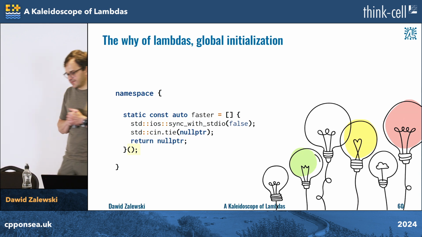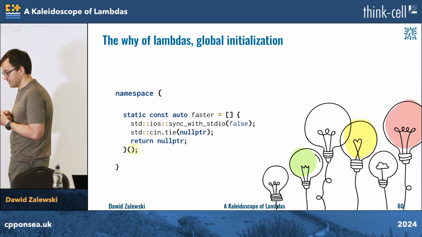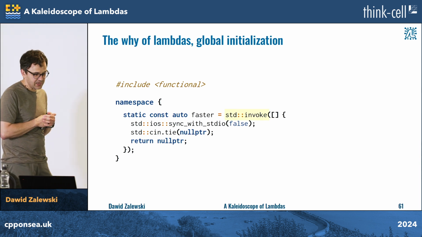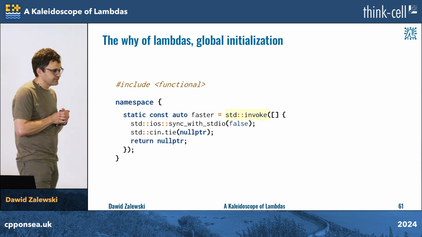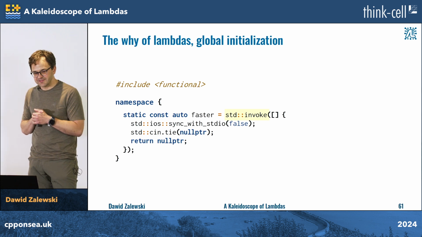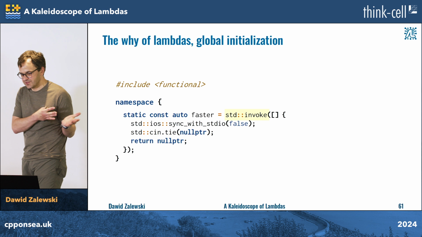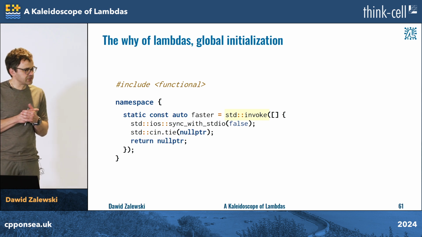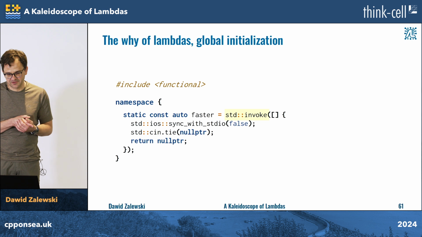Now, this is an ugly syntax, and people very often don't see this parenthesis. So instead of this, use std::invoke. It's there in the library. It's much cleaner. When you see std::invoke, you will know I'm invoking a lambda, and I'm assigning it to something. I have to assign it to something because otherwise it won't work, obviously. So that's one thing, global initialization before the main even starts.